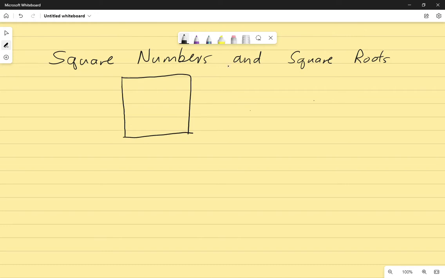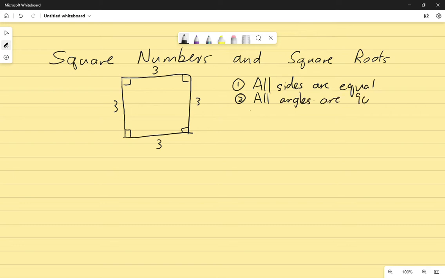The key things about squares is that they have 4 right angle corners, like so, and that all 4 sides are the same length. So let's say I called this one 3. That means 3, 3, 3. That's what makes a square. So you've got 2 things. One, all sides are equal. And number 2, all angles are 90 degrees. Right, so that's the highlight of a square.